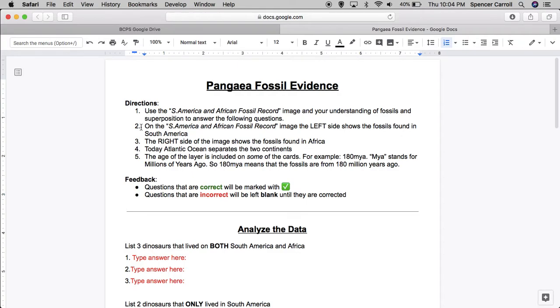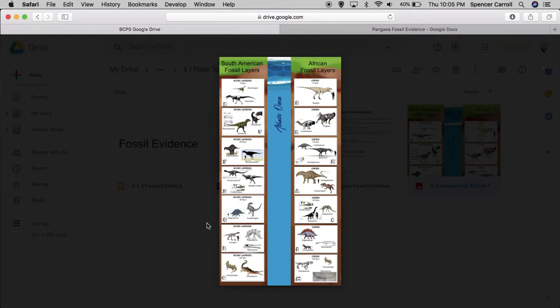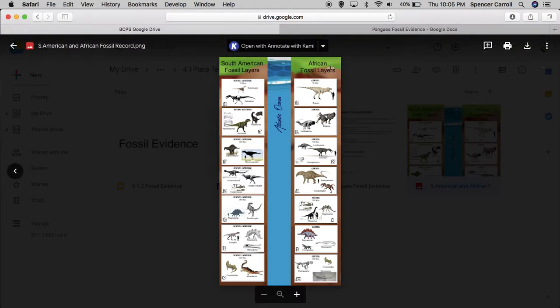Direction step 2 says on the South American and African fossil record image, the left side shows the fossils found in South America, and the right side of the image shows the fossils found in Africa. Okay, so looking at it, I can imagine I'm a scientist in South America. If I dig down, these are the layers of fossils I'm going to be seeing. Similarly, if I'm a scientist in Africa and I dig down, these would be the layers of fossils that I would find. Now you'll notice in between the two is the Atlantic Ocean. Right now there's no way to walk from South America to Africa. The Atlantic Ocean is in between.